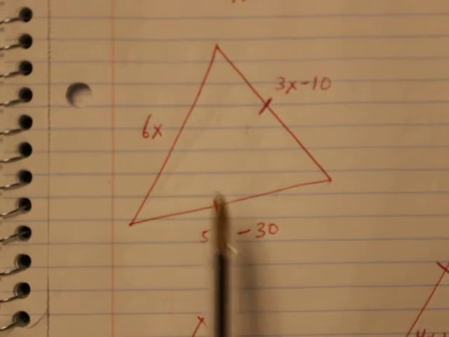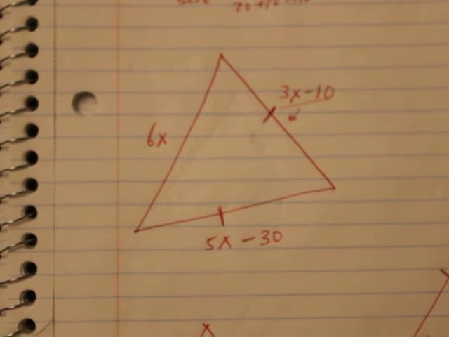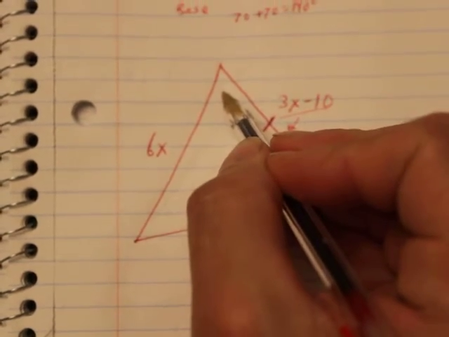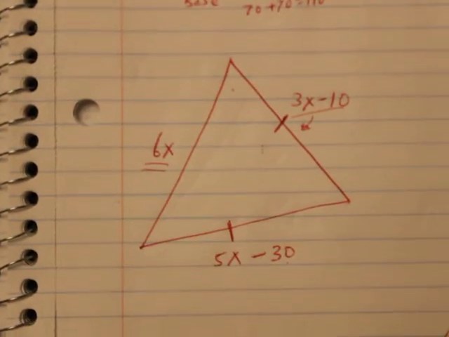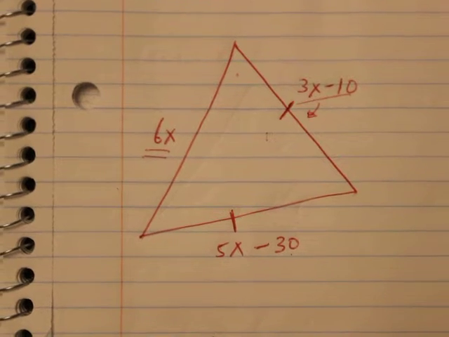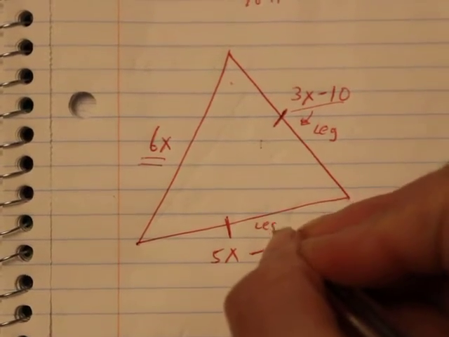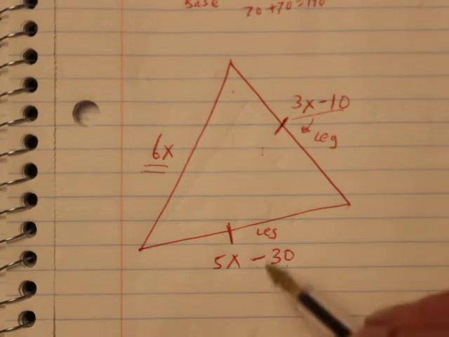How do I know they're sides and not angles? Well, first of all, they put them right here in the middle of the side. And the other thing is they're outside of the triangle, not inside of the triangle. So they're giving you sides. So this 6x actually is not going to be part of the problem at all because this is the leg of the isosceles triangle and that is the leg. So therefore I know these two things have to be equal to each other.